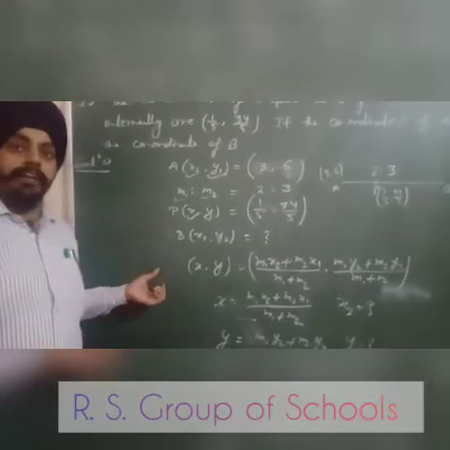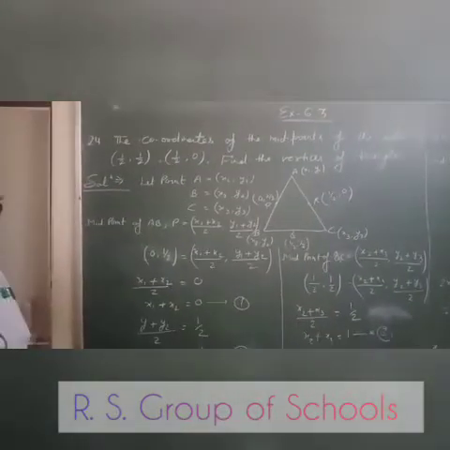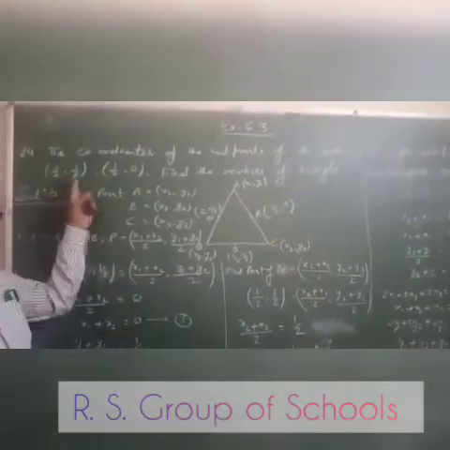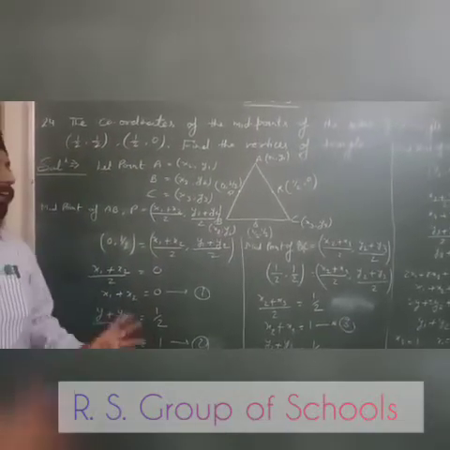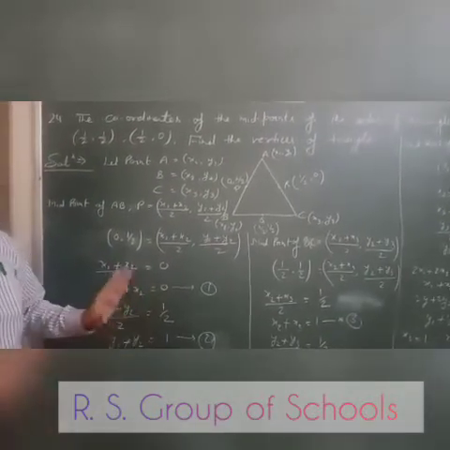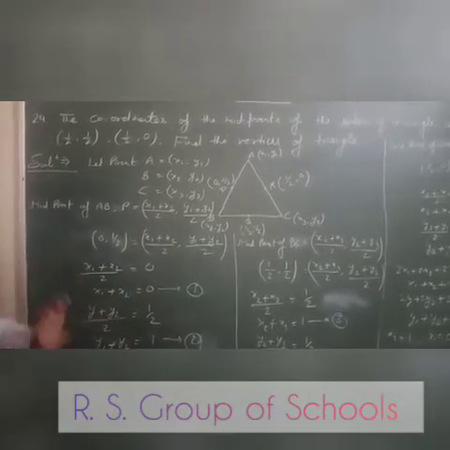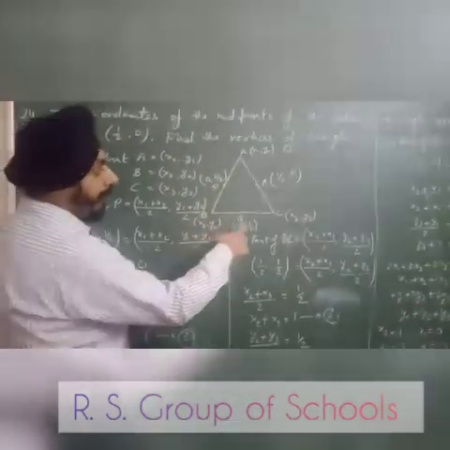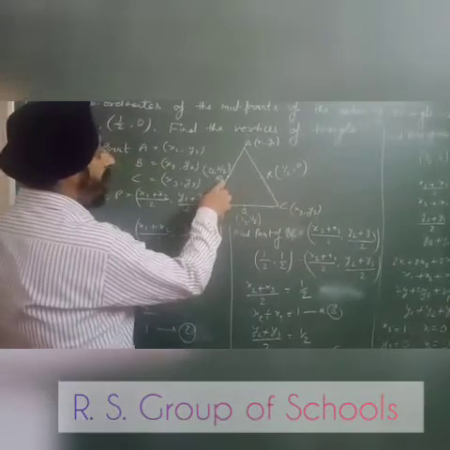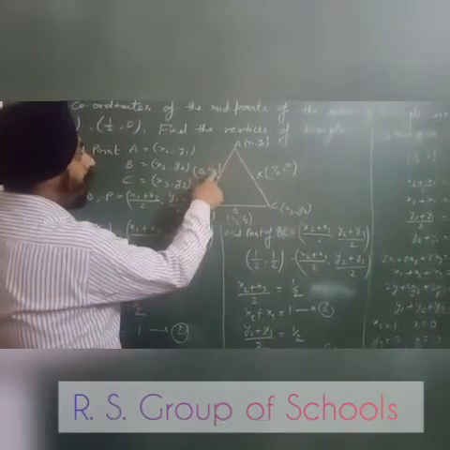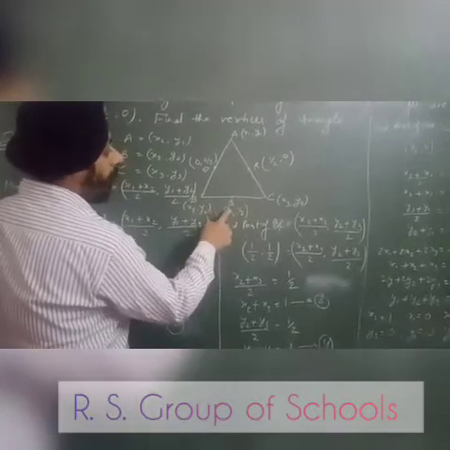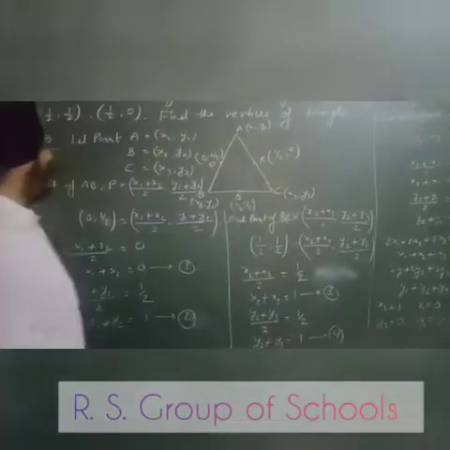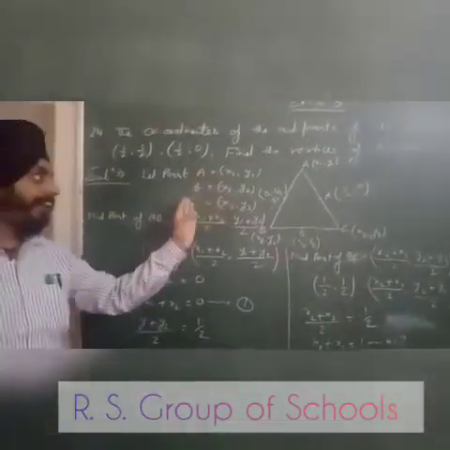Now see the next question, number 24. The coordinates of the midpoints of the sides of a triangle are (0, 1/2), (1/2, 1/2), (1/2, 0). This is a very simple question, but it is a large question. So look carefully. We let the coordinates of A be (x1, y1), B (x2, y2) and C (x3, y3). Point P, the midpoint of AB, is (0, 1/2). Point Q is (1/2, 1/2) and point R, the midpoint of CA, is (1/2, 0).